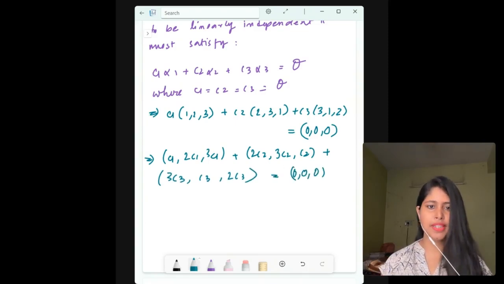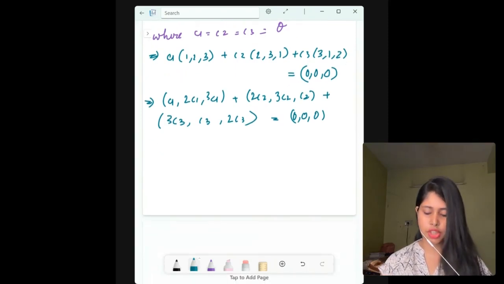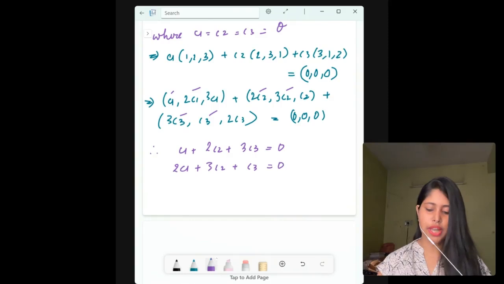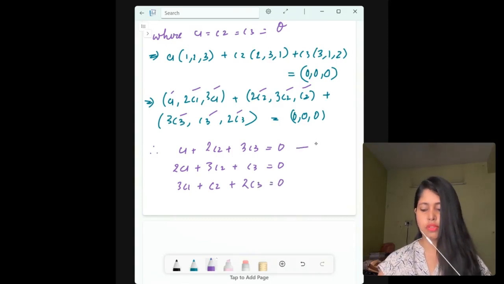And next you have to expand it using vector addition term-wise. If you expand it, what do you get? I'm writing the linear equations directly. c1 plus 2c2 plus 3c3 equals 0. Then 2c1 plus 3c2 plus c3 equals 0. And the third equation is 3c1 plus c2 plus 2c3 equals 0. So this is the first equation, then the second, and the third.